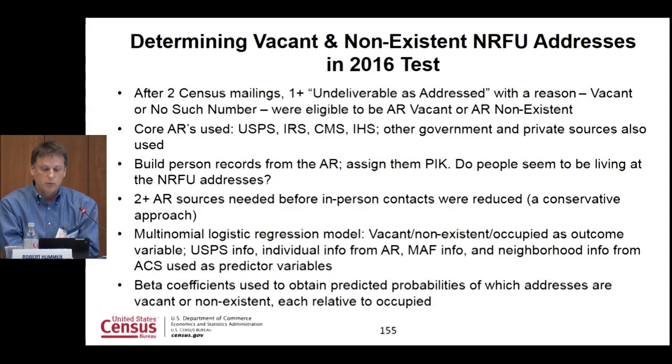Two of these administrative record sources were needed before in-person contacts were reduced. This is a conservative approach. I really like that. I think that's the right way to go. And then they use this multinomial logistic regression model, which I think is the right thing to do. They're trying to predict whether these addresses are vacant, non-existent, or occupied as the outcome variable, with all the inputs they had in these models: the USPS info, the individual information from the administrative records, and so forth. Then they use these beta coefficients to obtain predicted probabilities of which addresses are vacant or non-existent, each relative to occupied.